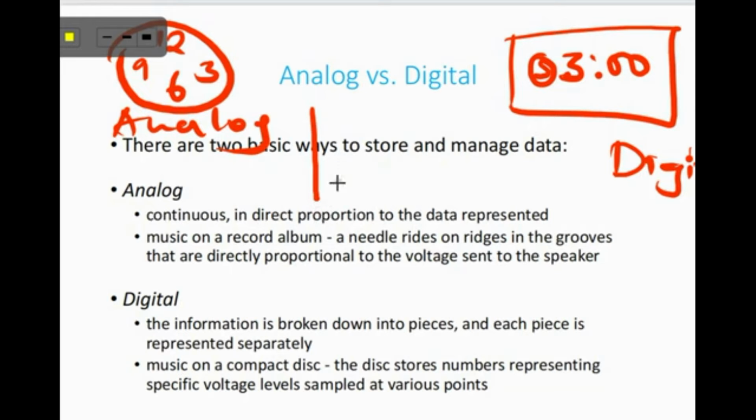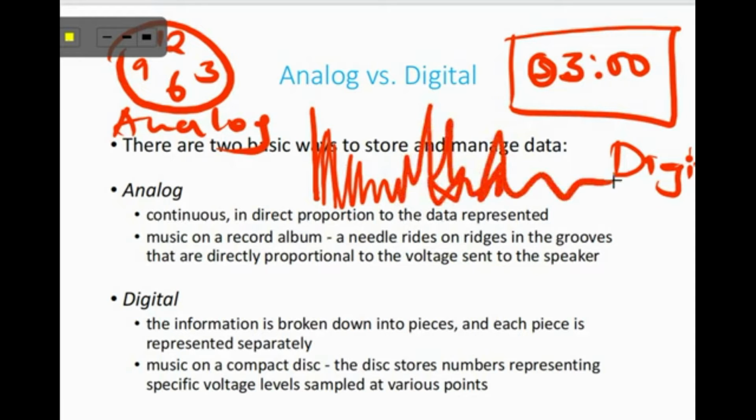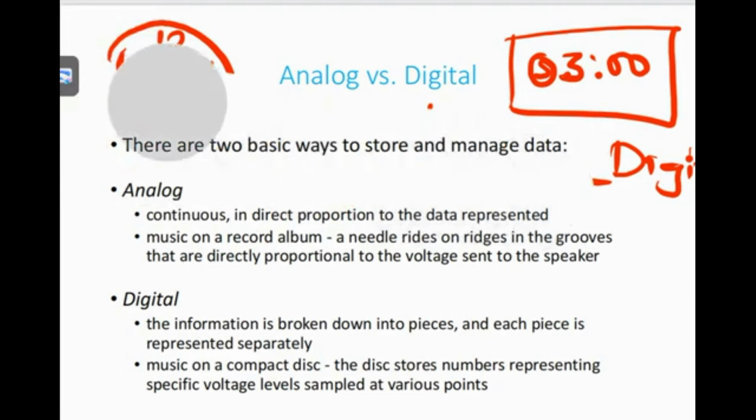So that is an example of representation of what we're calling continuous. Okay, so what is analog data presentation? Continuous. And then when you look at digital, the information is broken down into pieces and each piece is represented separately. So music on a compact disc, the disc stores numbers representing specific voltage levels sampled at various points.